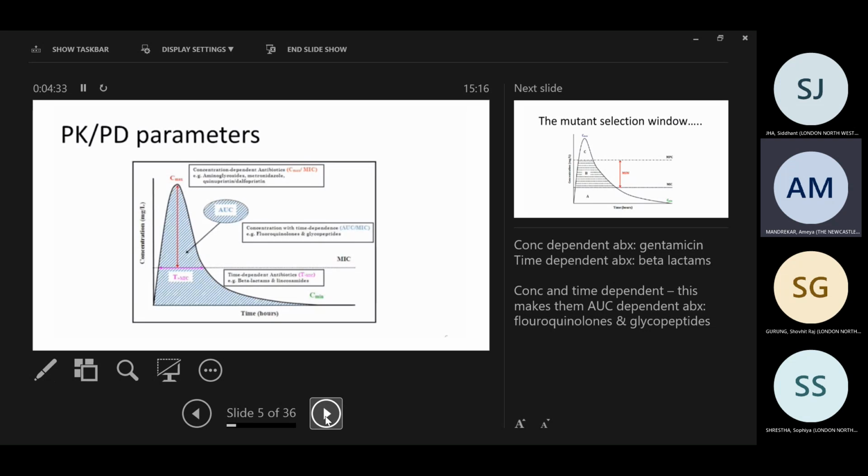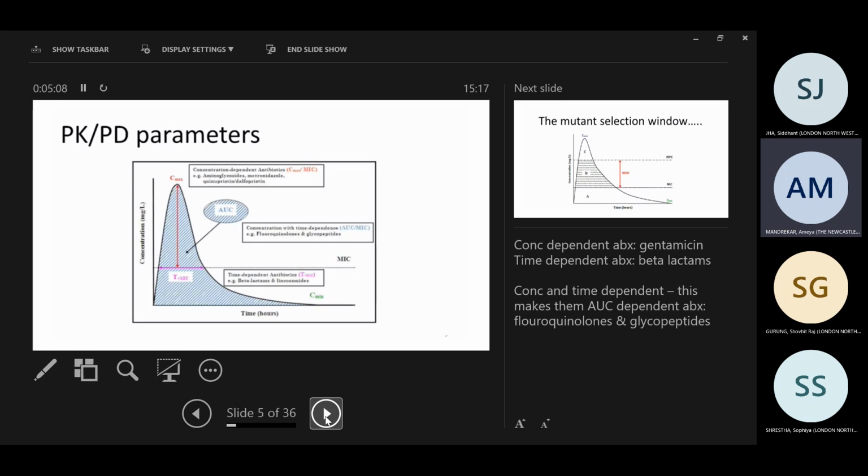And then there are time-dependent antibiotics, such as the beta-lactams. And then there are ones that have a mixture, like the fluoroquinolones, so ciprofloxacin, and the glycopeptides. I know we give vancomycin as a continuous infusion in here, but that has both a concentration-dependent and a time-dependent factor. So what we're trying to get with the concentration-dependent ones is that peak effect, and with the time-dependent antibiotics, the longest time above the minimum inhibitory concentration.